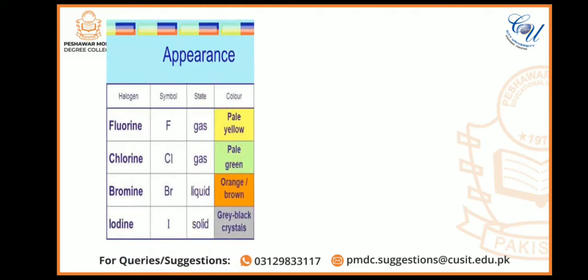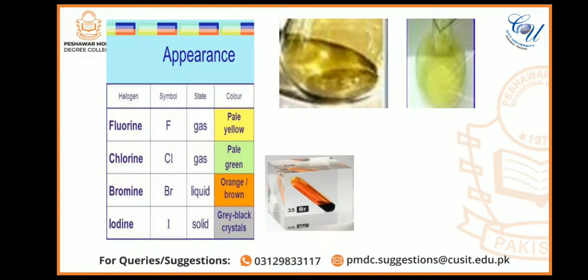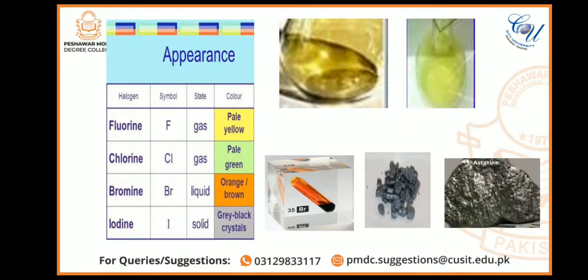As far as appearance is concerned, fluorine is a pale yellow gas, chlorine is a pale green gas, bromine is an orange-brown liquid, iodine exists as gray-black crystals, while astatine is a black solid.